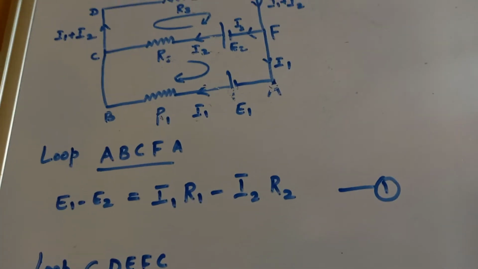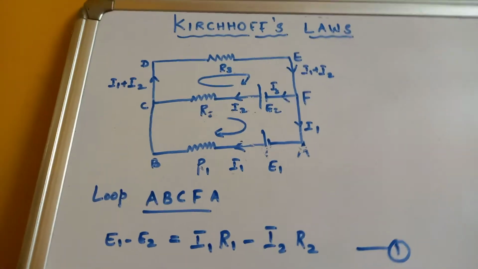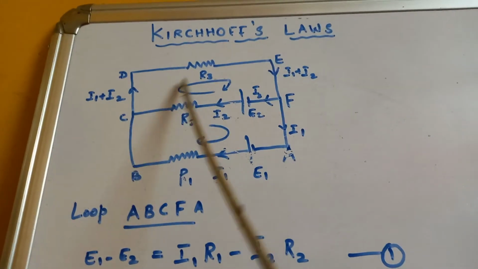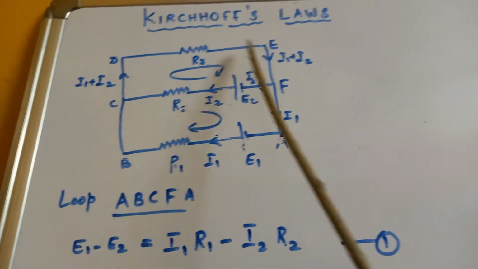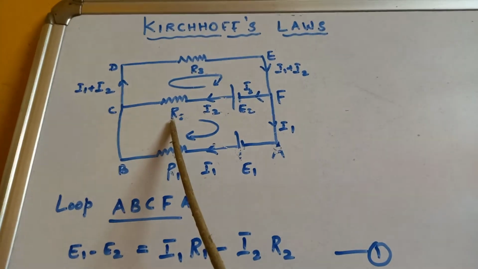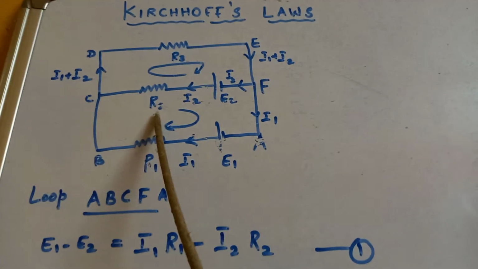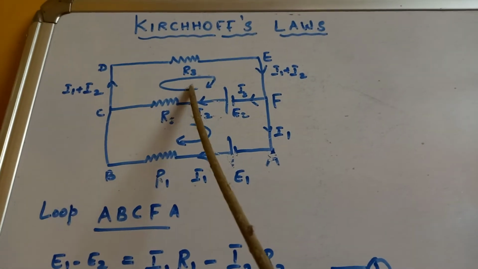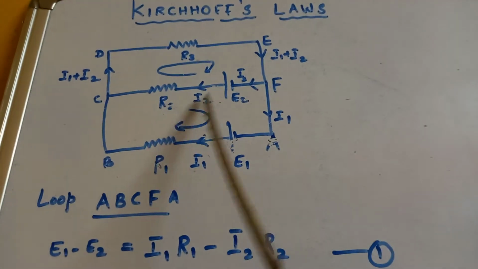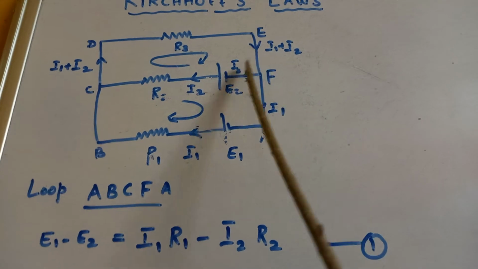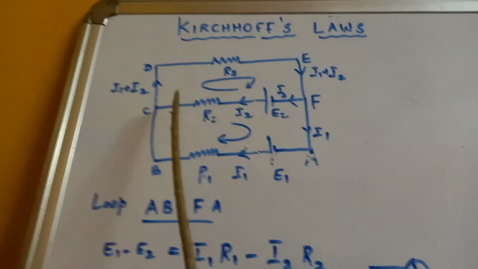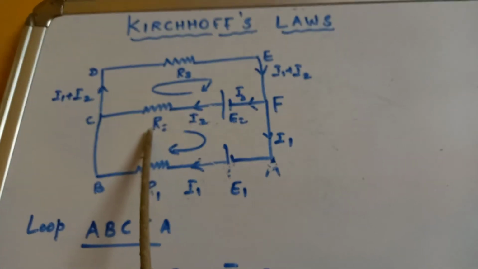Clear, children? Now consider the loop once again: C, D, E, F, C. Again the clockwise direction we have considered. In this case, how many resistors are coming? One is R3, the other is R2. The current through R2 we have already seen is I2. Through R3, the current flowing is I1 plus I2. Now, C, D, E, F, C: the direction of traversal and the direction of I2 are both the same. So I2 into R2 is positive.